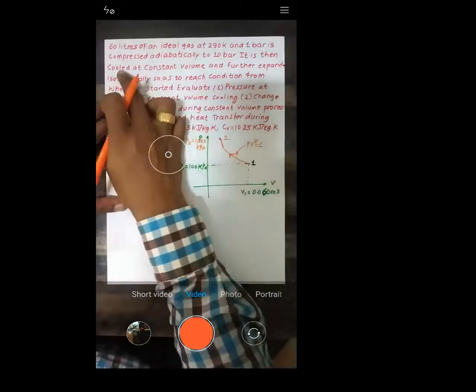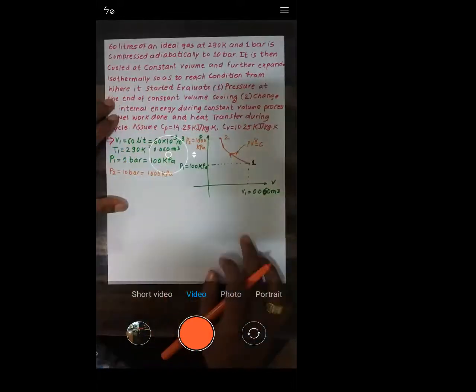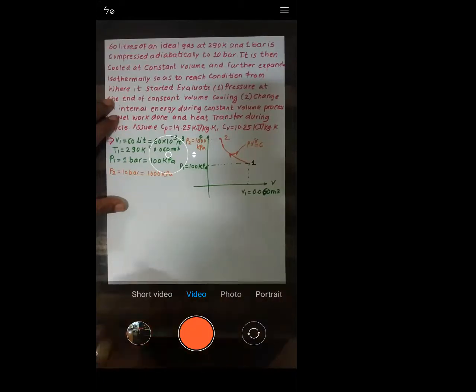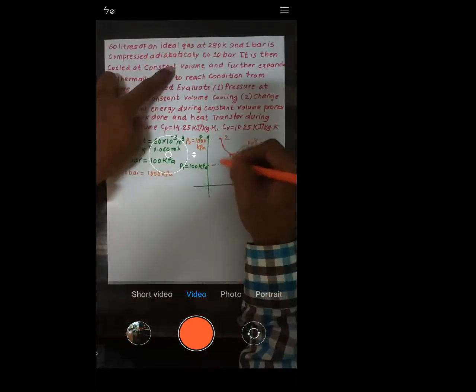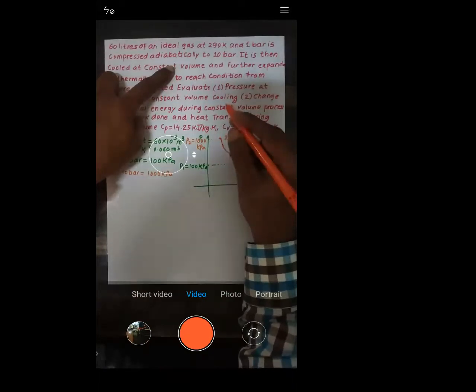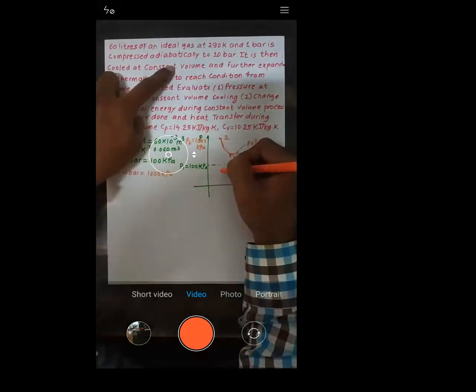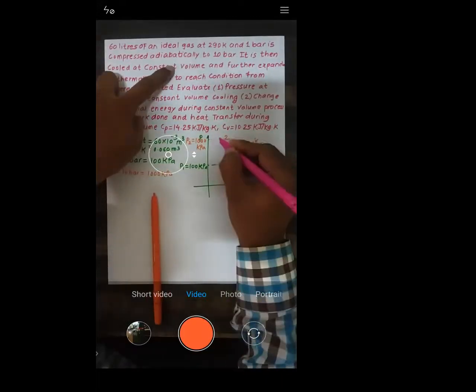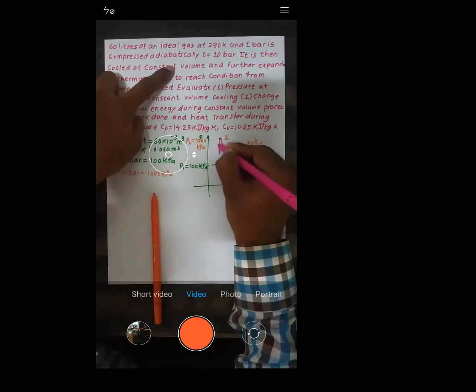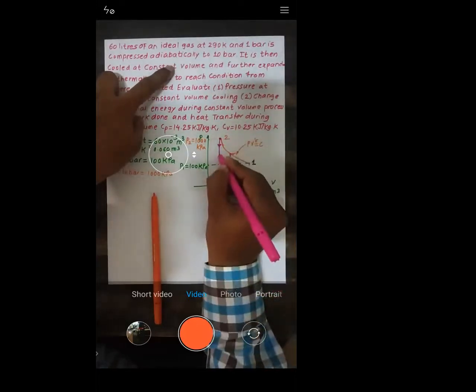It is then cooled at a constant volume. Try to understand. After that, what we need to do is cool it, but during cooling, volume should remain constant. Constant volume is nothing but a vertical line. On the vertical line, if you move upward, it is heating, but when you move downward, it's cooling. So from point number 2, I will start moving downward so that I will reach point number 3.